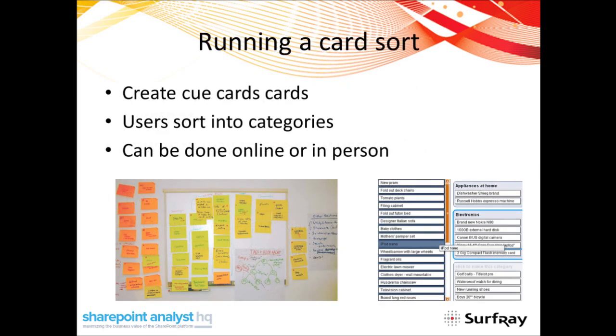So once again, running a card sort, pretty easy. Create cue cards, get the users to sort the cards into categories. That can be done either online or in person. In person's great because not only do you get the kind of interaction with people and you get your end results, but I find that it's really the conversation between users that allows you to much better understand the organization.